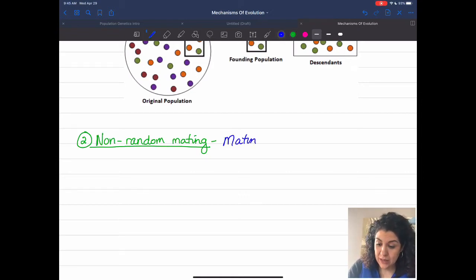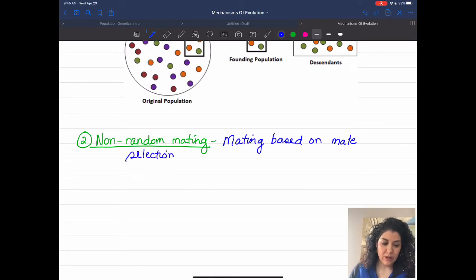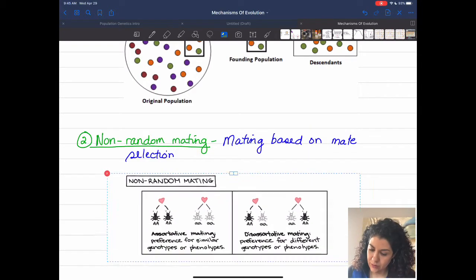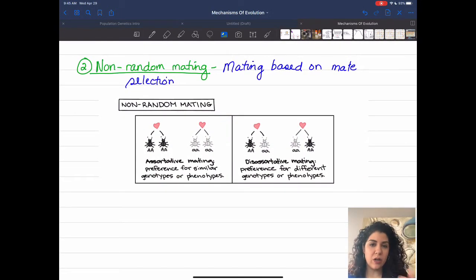So this is mating based on mate selection. Okay, we prefer to mate with specific genotypes versus others. So we do have a mate selection. And for that, again, I have a little picture for you guys. Right here, non-random mating. And as you can see, we don't need to know these terms. Assortative mating means that you tend to mate with organisms that look similar to you, whereas disassortative mating, we have preference for different genotypes and phenotypes.